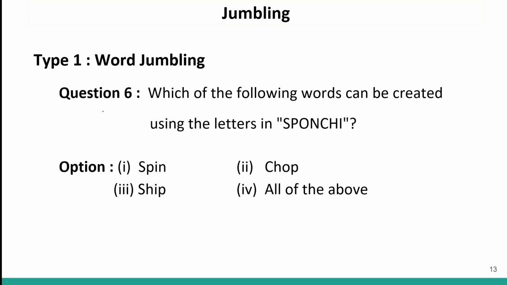Now, question number 6. Which of the following words can be created using the letters of spongy? All these letters are there. So can I create spin? S, P, I and N. Yes, I can create spin. Can I create chop? C, H, O and P. Yes, I can create chop. Can I create ship? S, H, I, P. Yes, I can create ship also. So I can create all these three words using these letters. So my answer will be option number 4, all of the above.